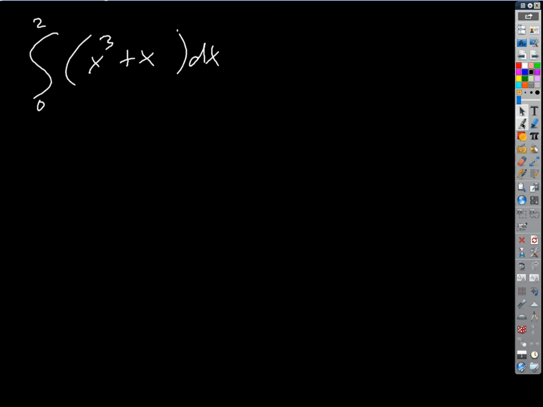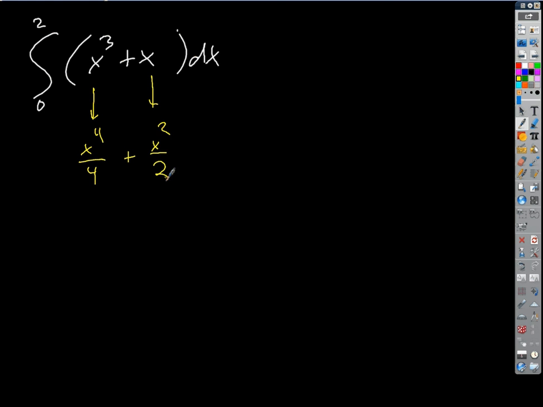Okay, so how do we do this? Just a quick review of the fundamental theorem. Yeah, just take an antiderivative term by term. I don't even have to split it up, right? What's the antiderivative of x cubed? X to the 4th over 4, plus x squared over 2.